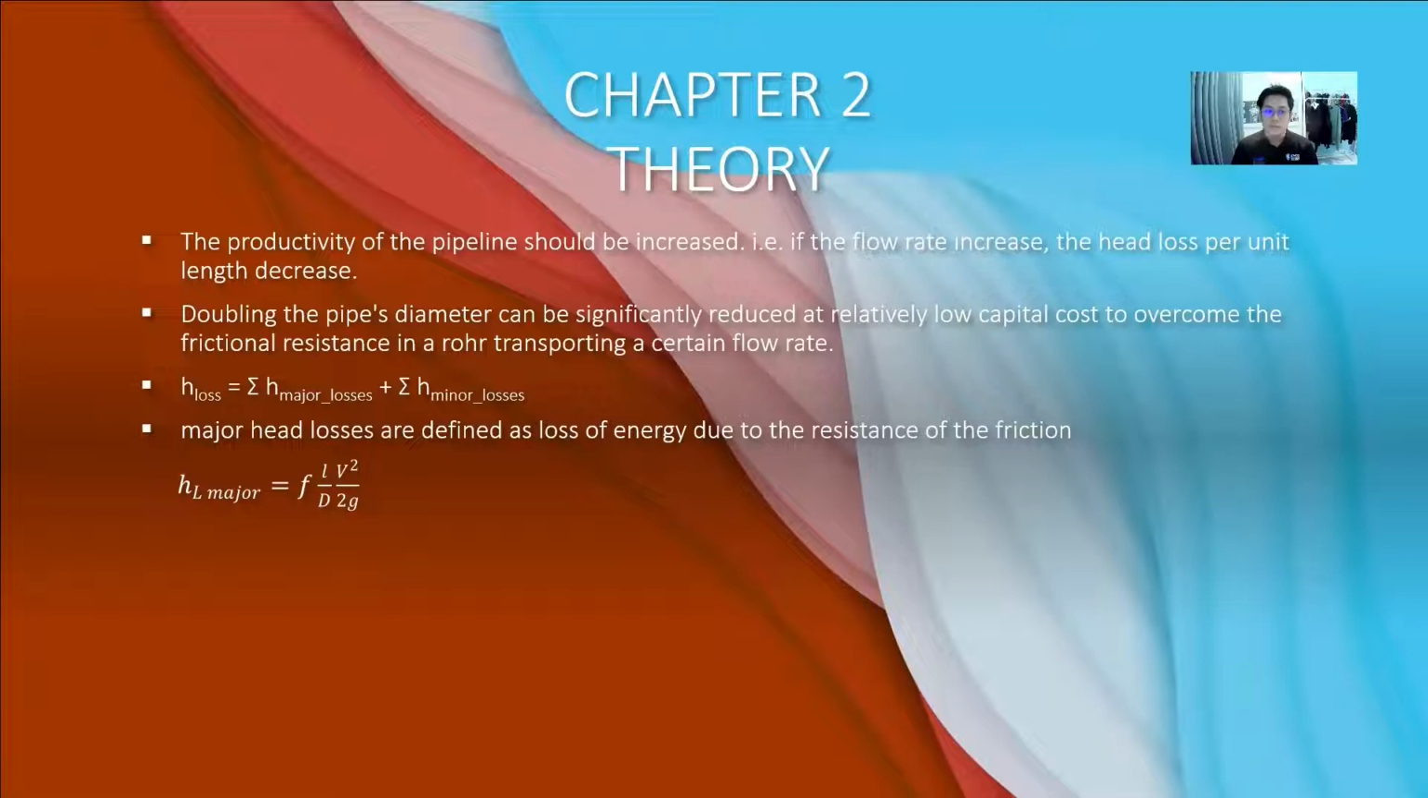So this is the formula. H loss equals total head major losses plus total head minor losses. And next, major head loss is defined as loss of energy due to the resistance of the friction. So this is the formula. Head loss major equals f L over D times V squared over 2g, where f is the friction factor, L is the length of the pipe, D is the diameter of the pipe, V is the average speed of the fluid in the pipe, and g is the gravitational acceleration.